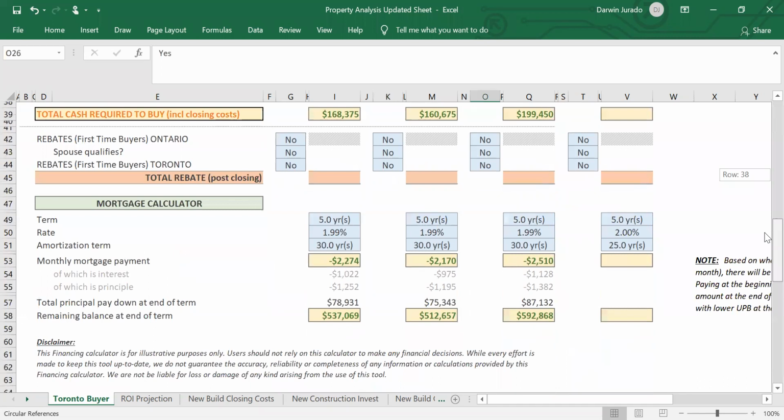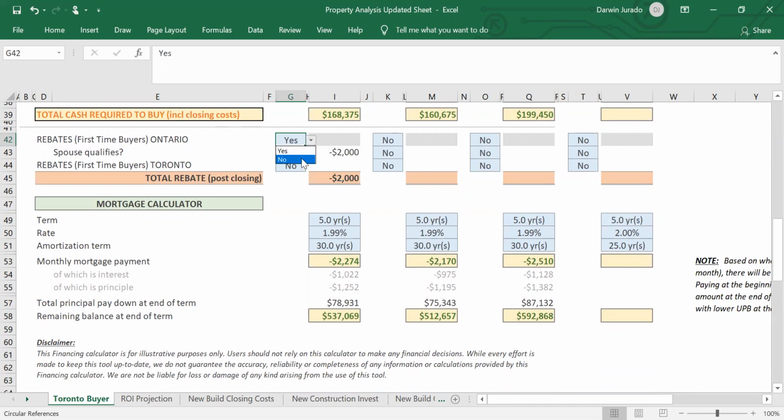The other thing we would also consider are there any rebates? Are you a first time buyer? So if you are, we would just simply add that, and then whatever rebate would come up, depending on your situation, whether it applies just to an individual or is it the couple.